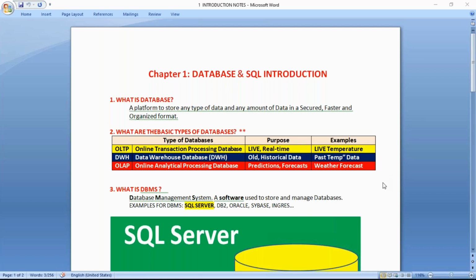The purpose of a database is to store any type of data, any amount of data, more securely, faster, and more organized. Here we have three basic types of databases. OLTP, for what? To store live real-time data: live temperatures, live stock market operations, anything live, we have OLTP.